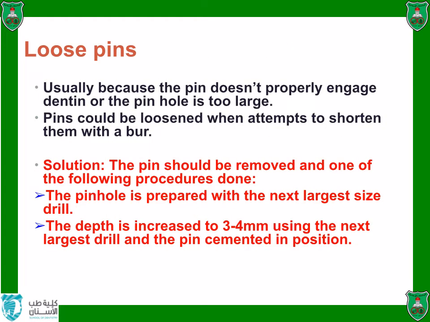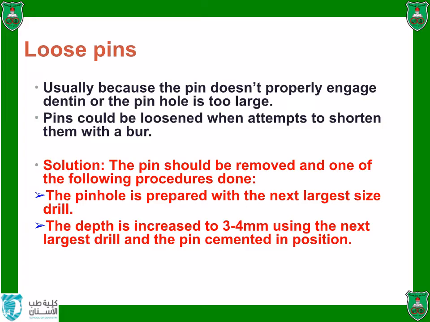Sometimes we will have a loose pin after we prepare our pin hole and place our pin. The pin is not retentive, especially with friction lock and self-threading pins. This happens in two ways. Usually because the pin doesn't properly engage dentin, or the pin hole is too large with the friction lock and self-threading pins. And sometimes a pin could be loosened when we attempt to shorten it with a plier.